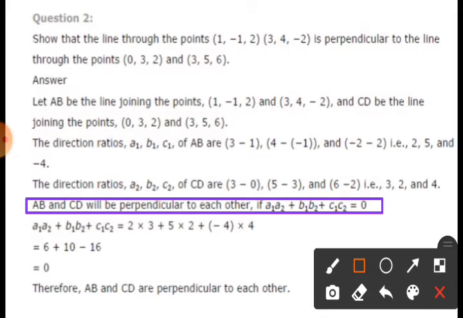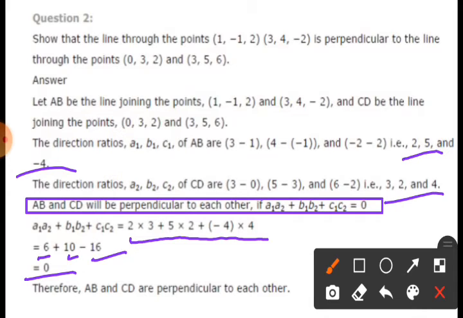Okay, we have a1 a2, b1 b2 and c1 c2. Now put all these values, 2, 5, minus 4 and 3, 2, 4 here. Then 2 into 3 plus 5 into 2 plus minus 4 into 4. So 2 threes are 6, 5 twos are 10, and minus 16. After simplifying we get 0. Therefore AB and CD are perpendicular to each other.